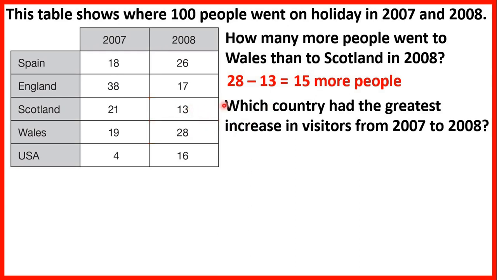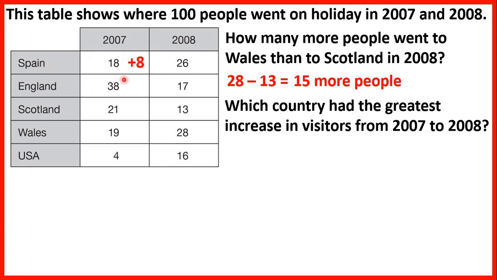Now, which country had the greatest increase in visitors from 2007 to 2008? So increase means getting bigger or more. So we can see that for Spain, in 2007 there were 18 people, but 2008 had 26 people. So that's an increase because 26 is larger than 18, and 18 plus 8 is 26. So the increase for Spain is 8 people.